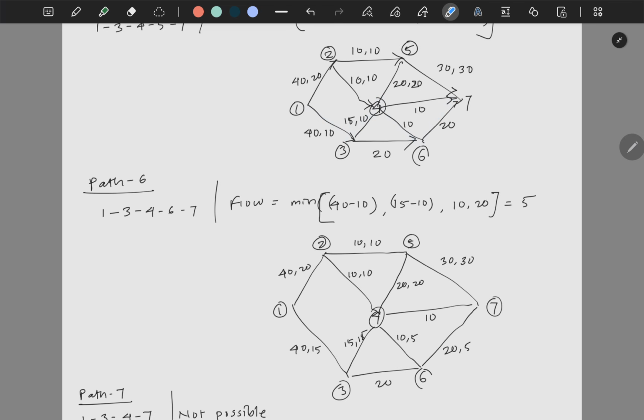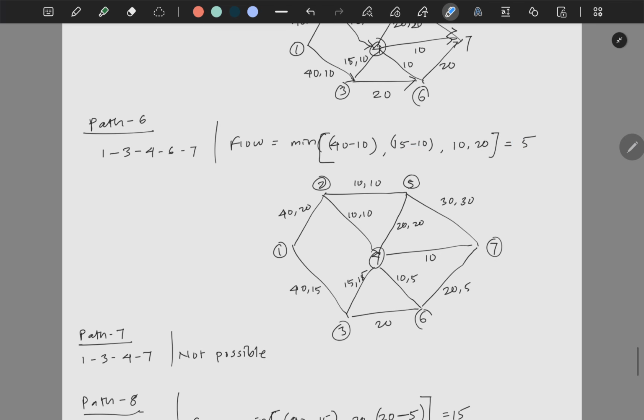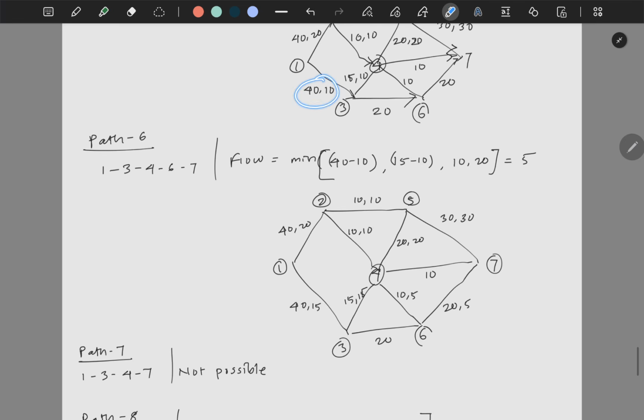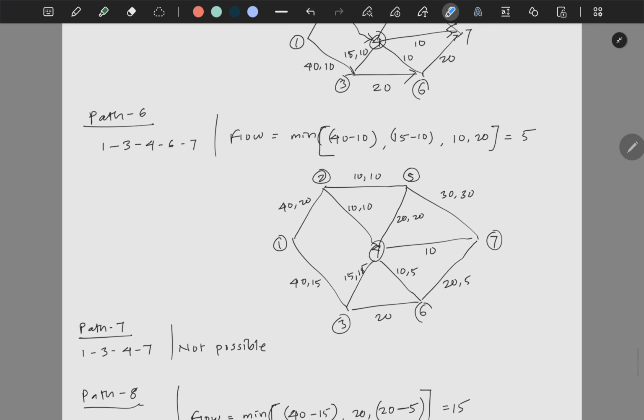If you see, the maximum flow that is possible is the minimum of the available flow: here it is 40 comma 10, this is 15 comma 10, this is 10, and this is 20. So the maximum possible flow is 5, because this is the minimum value, right? So we'll update the values now. This was 40 comma 10 before. Once another 5 liters of liquid flows through this, it will be 40 comma 15, this will be 15 comma 15, 10 comma 5 and 20 comma 5, right?